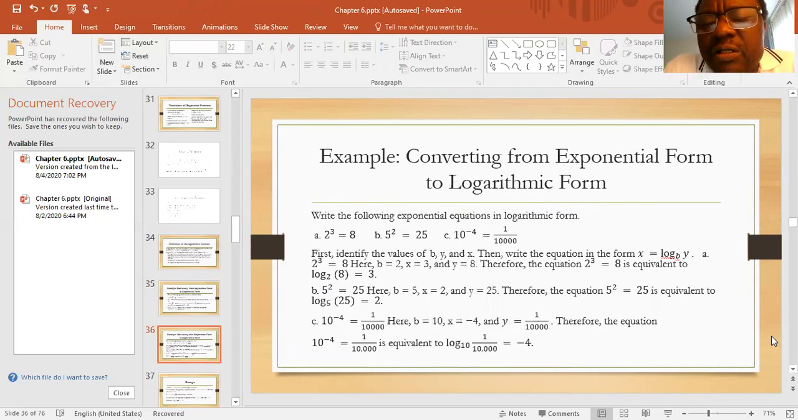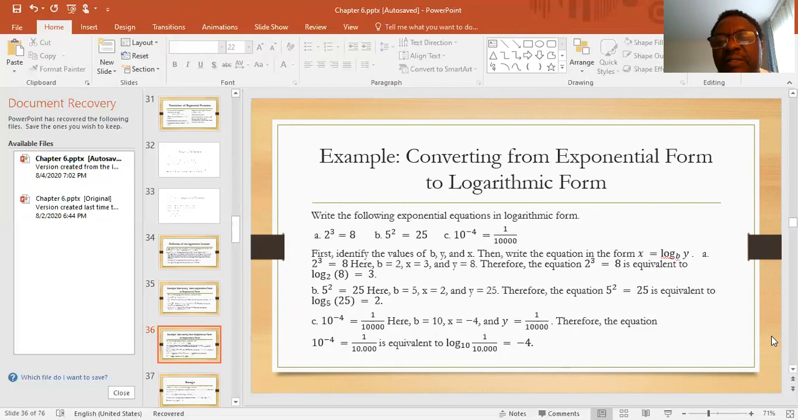Let's look at the logarithmic function with exponential. If we say 2 raised to power 3 equals 8, then logarithm of base 2 of 8 is 3. That is, 3 is the power of 2 that will make 8. So when we say 5 squared equals 25, logarithm of 25 is the power of 5 that will give 25, and then we get 2.